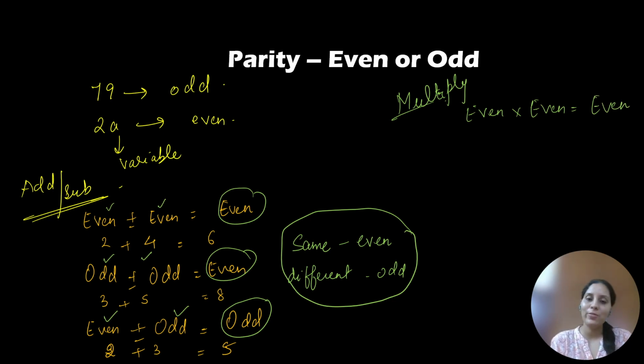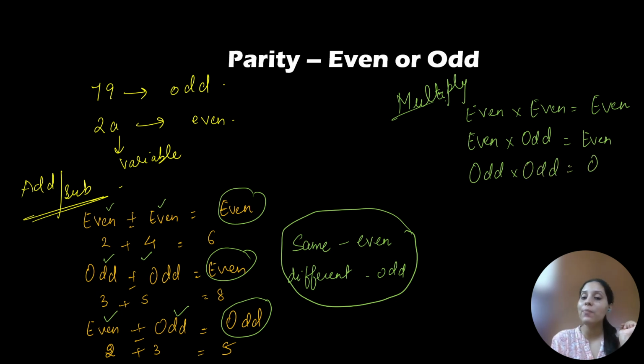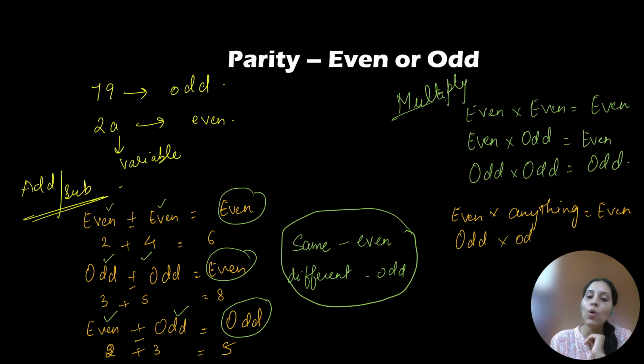2 into 6, 12. If I multiply an even number and an odd number, still the result is even. 2 into 3, 6. 2 into 5, 10. But if I multiply two odd numbers, I always end up having odd. 3 into 5, 15. 7 into 9, 63. So, what do we understand from here? That even into anything, whether it is odd or even, is always an even number. But odd into odd always gives you an odd parity.